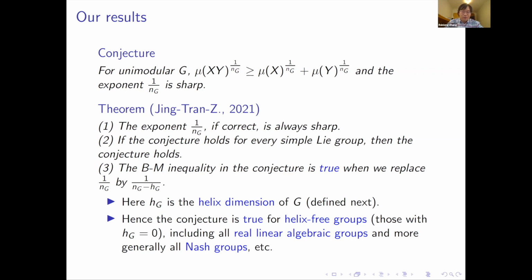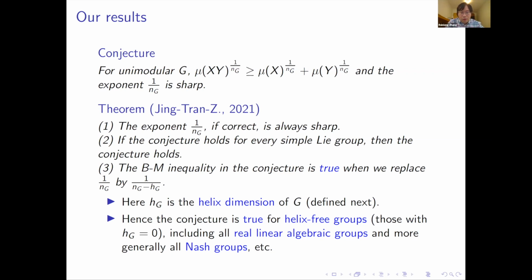But if H of G is 0, then we actually prove this conjecture. This actually has a lot of meaningful cases. For example, we were able to prove this conjecture for all real linear algebraic groups. And there is a more general class of groups called Nash groups. We were able to prove the conjecture for that as well. So as a special example, we actually prove it for SL2 of R. And I'm going to show you some ingredients in the proof after presenting these theorems.